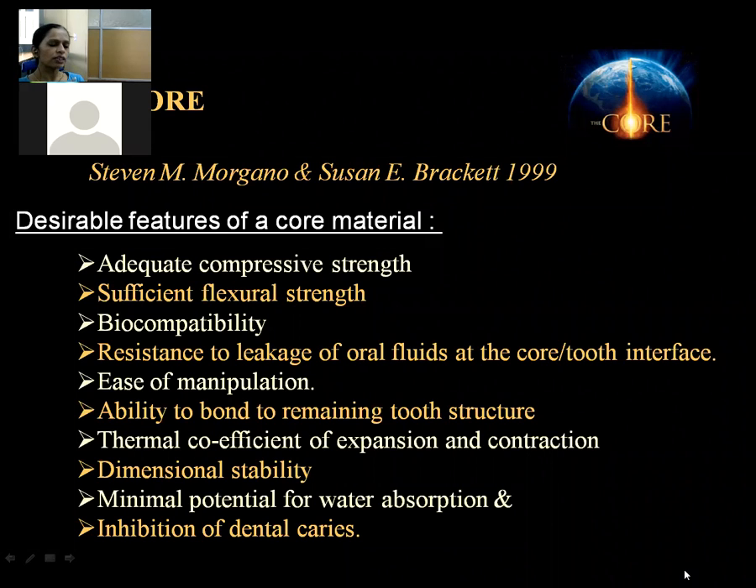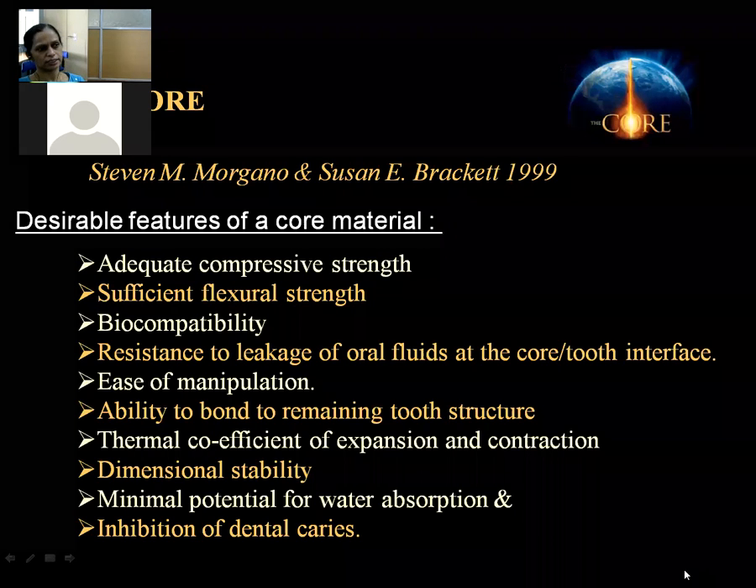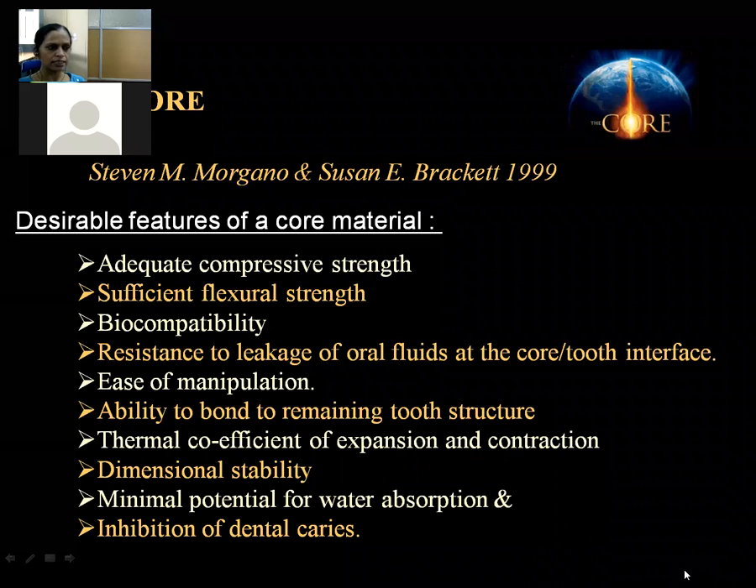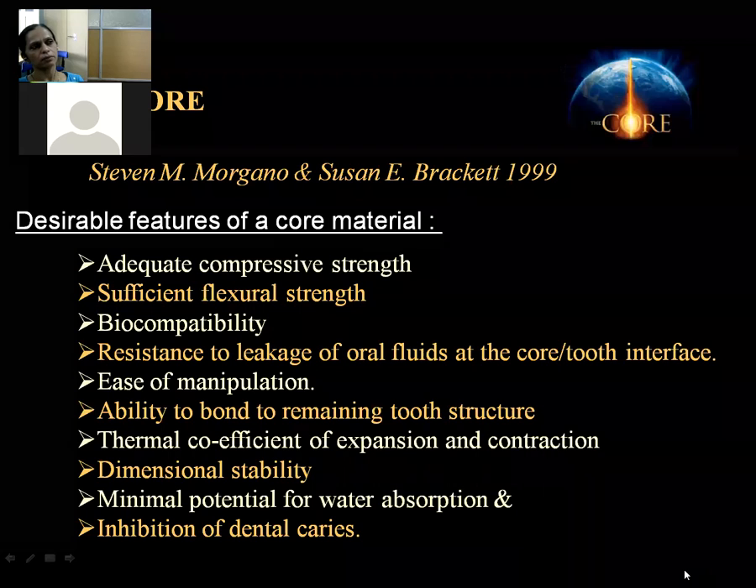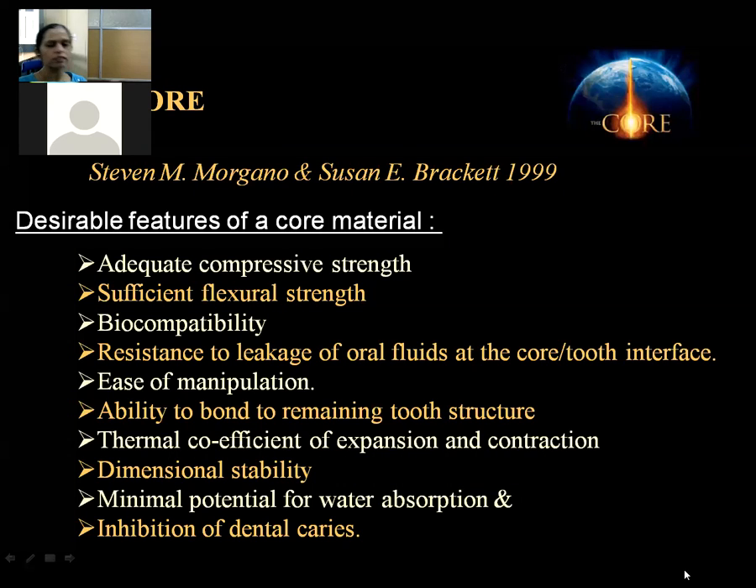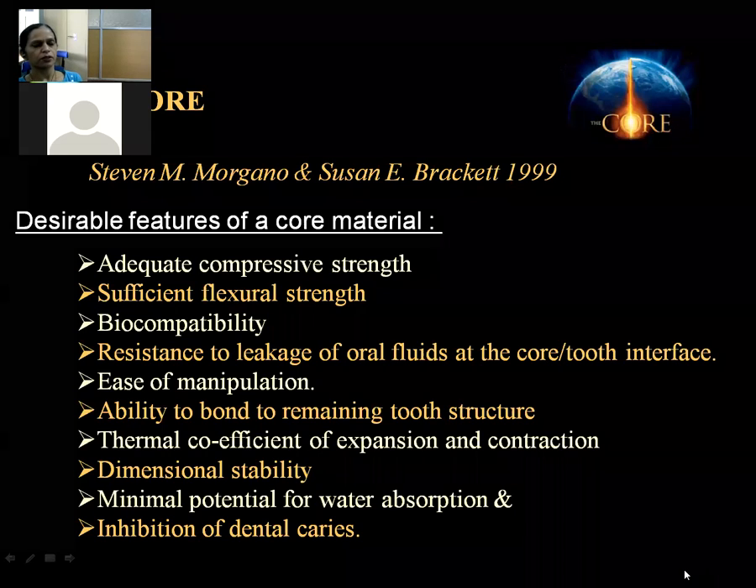Okay, third one is it should have a good marginal seal. Otherwise, there will be micro leakage and secondary caries. So, how will we get a good marginal seal? The core structure should bond with the remaining tooth structure. Okay, the important point we are discussing.